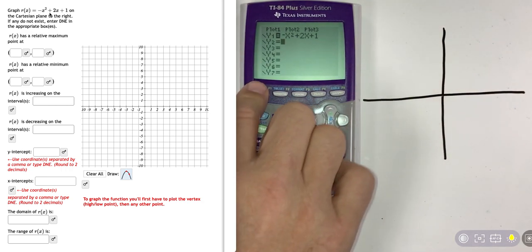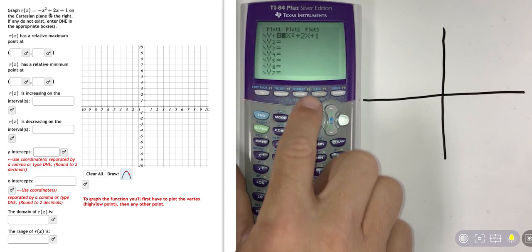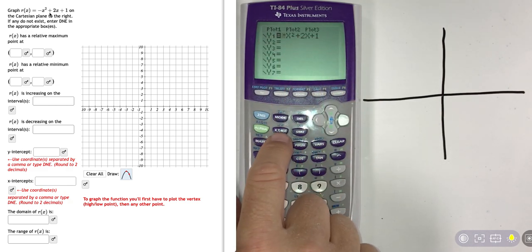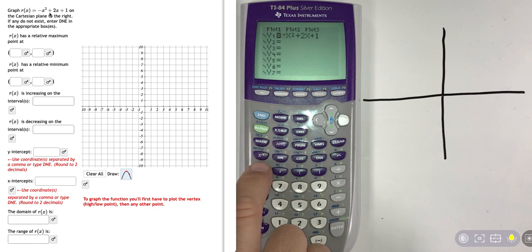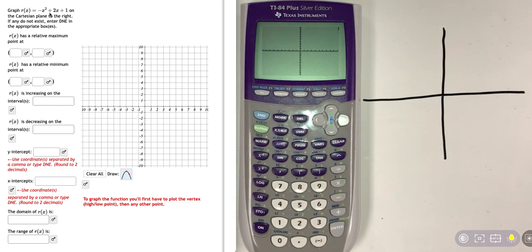The first thing you need to press is y equals. If you're on the main screen like this, just press y equals, type in your equation. Don't forget the x button is right here to make x show up. The square button is right here to make the square show up. Once you get that in there, press zoom 6 to get your screen back to a normal 10 by 10 screen, just like what you see in the question.